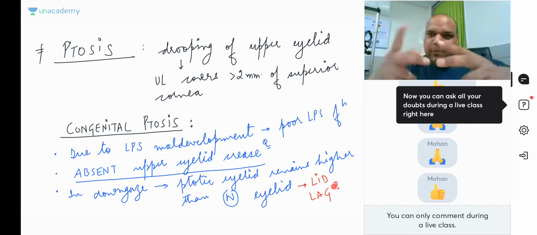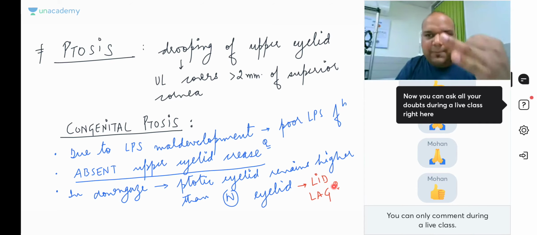Okay. So two actually opposite signs. There is ptosis, but on looking down, it does not go down. The lid lags behind. These are the three diagnostic signs you can say: LPS is not functioning, absent lid crease, and lid lag.